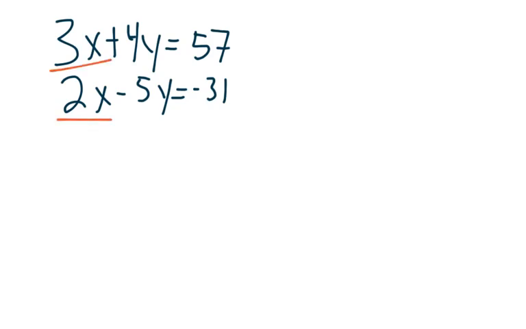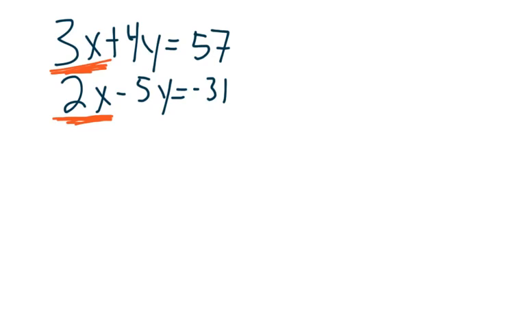If we want to eliminate x, we can't just add or subtract the two equations. This is 3x, this is 2x, they're not the same, so we can't add or subtract them. 3x and 2x aren't multiples of each other, so we cannot just multiply the top equation by a number, or just multiply the bottom equation by a number. To eliminate x, we'd have to multiply both the top and the bottom equation.